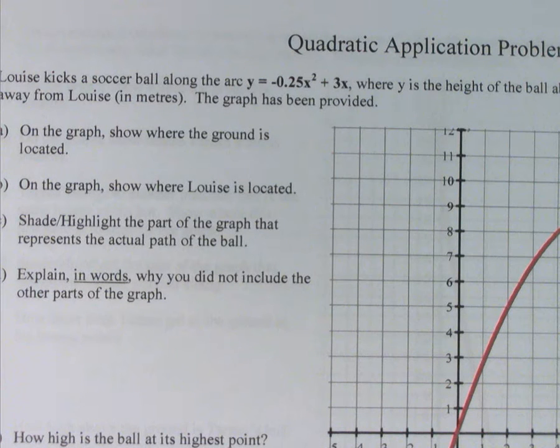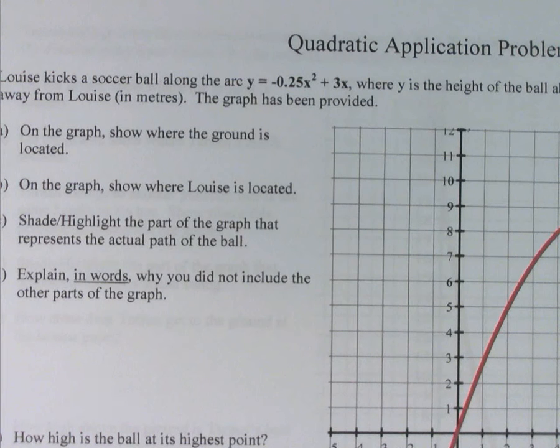Okay, let's look at a quadratic application problem. So Louise kicks a soccer ball along the arc y equals negative 0.25x squared plus 3x, where y is the height of the ball above the ground in meters and x is the distance away from Louise in meters. The graph has been provided.